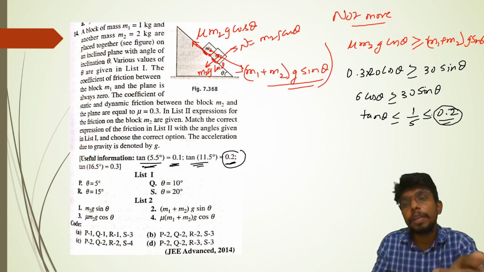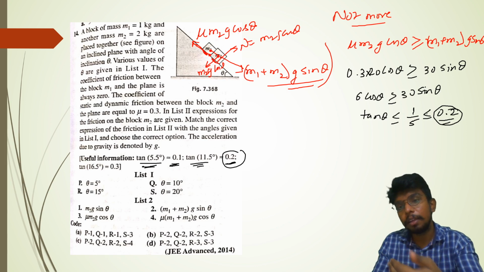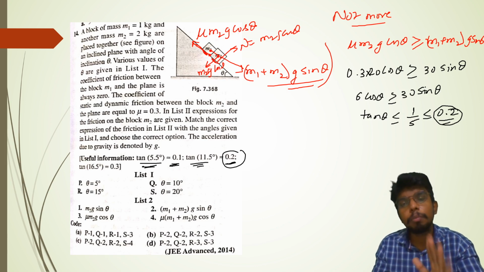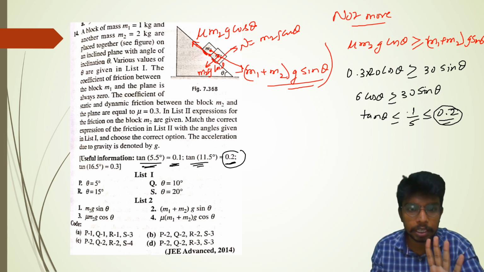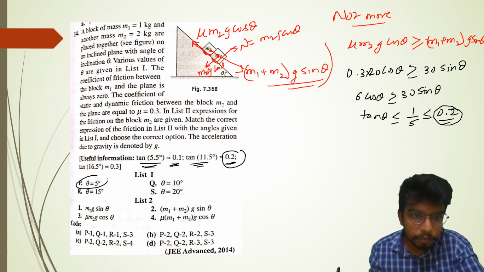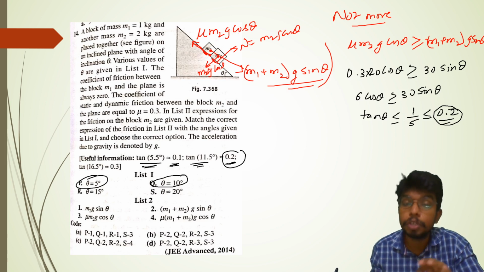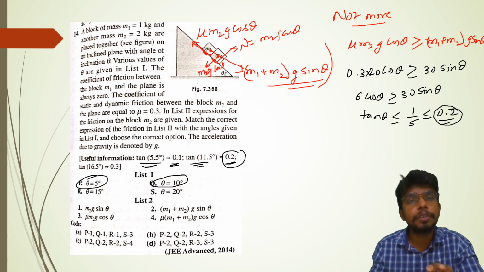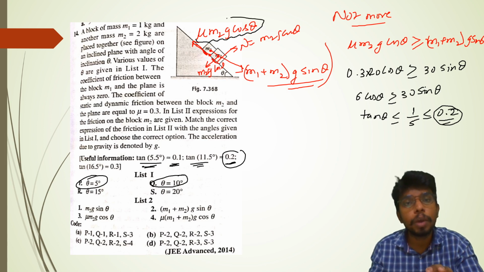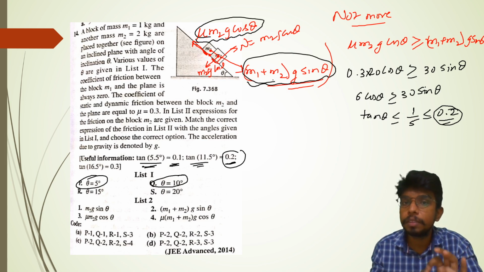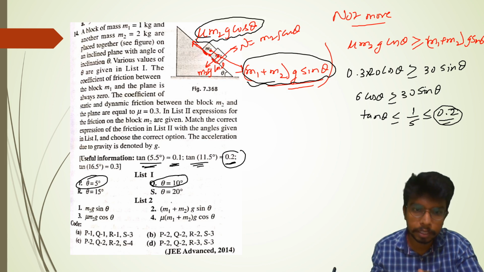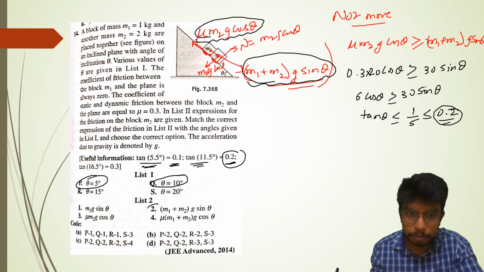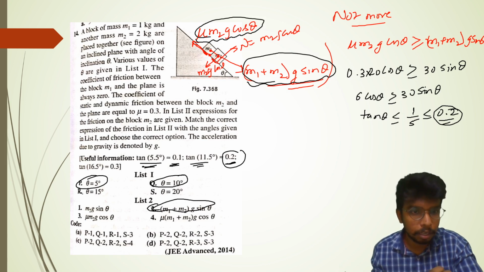For whatever angle lesser than this, the body will be in the static condition. That means for theta equal to 5 degrees and theta equal to 10 degrees, the body is going to be at rest. And when the body is at rest, friction is not required this much. The friction will just balance (m1 plus m2) g sine theta. So the frictional force is going to be (m1 plus m2) g sine theta. That means for P and Q, the frictional force is going to be (m1 plus m2) g sine theta. For P and Q, it's going to be 2.